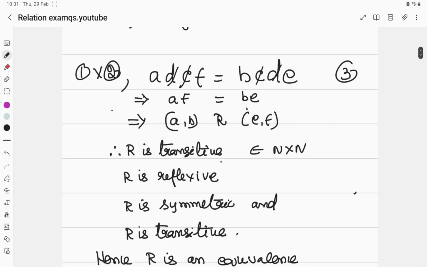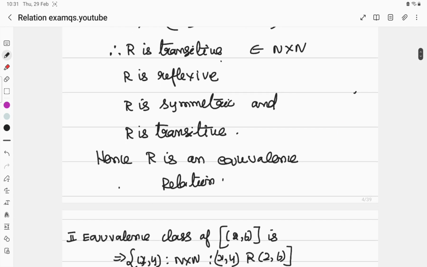So we have already proved that R is reflexive, R is symmetric and R is transitive, hence R is an equivalence relation.